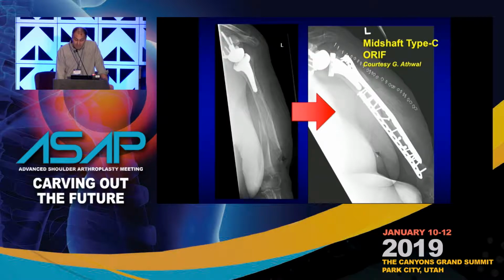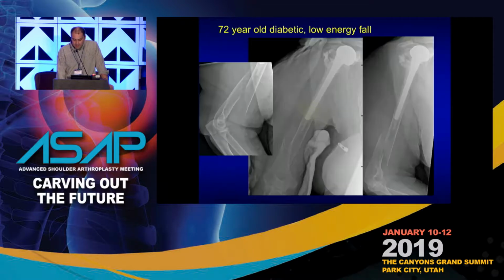Here's a midshaft type C fracture that I already showed you of George's that had a well-fixed stem. This is a midshaft fracture below a shorter stem, therefore you can go through the front, and this was fixed with a long proximal humeral locking plate and a supplemental plate for poor bone quality.